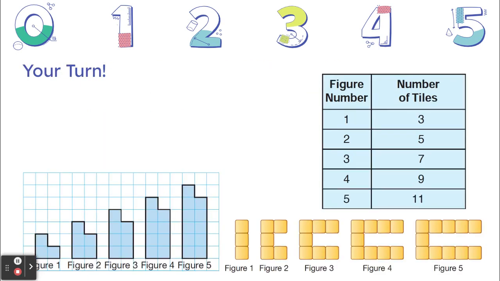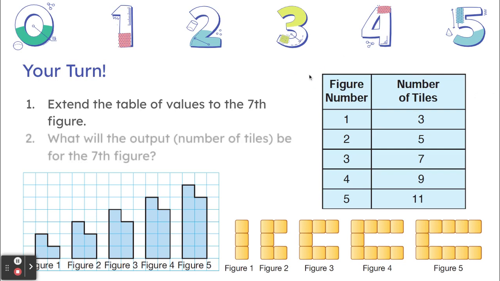Okay, now it's your turn to practice. First thing I want you to do is extend the table of values to the 7th figure. So our current table of values goes to the 5th figure, and I want you to extend it to the 7th figure, so figure number 7. And then I want you to answer, what will the output or number of tiles be for the 7th figure? Take a moment to do that, write it down on a piece of paper so we can check it.